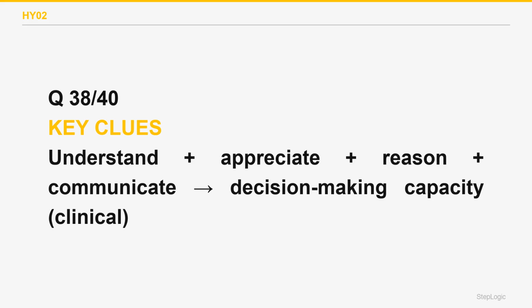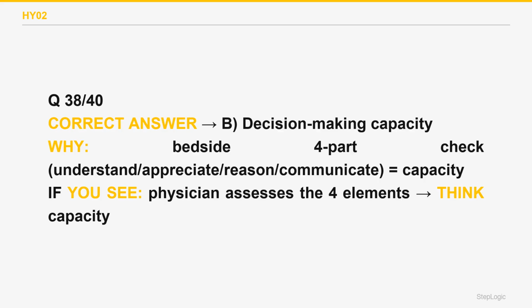Decision-making capacity is a clinical judgment made by a physician of whether a patient can understand the information, appreciate the consequences, reason through the choice, and communicate a decision. Depression alone does not remove capacity. What matters is whether he meets these 4 elements for this specific decision. The correct answer is B.